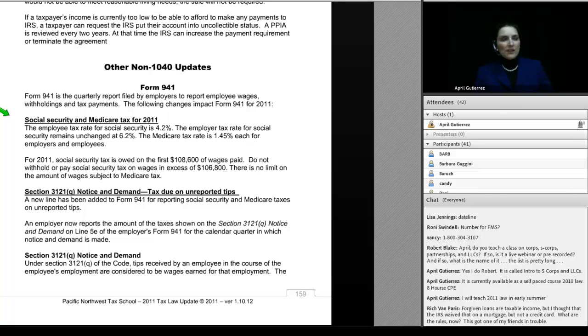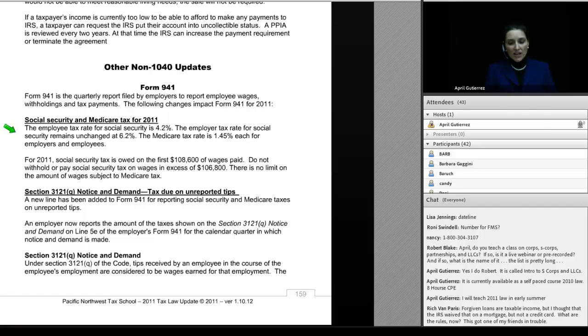Among them is non-1040 updates. Form 941 is the quarterly report filed by employers to report employee wages. And for 2011 and for at least the first quarter of 2012, we have a reduced employee portion of Social Security withholding going on that report. Also, the form itself has been amended or changed for 2011 and later years.